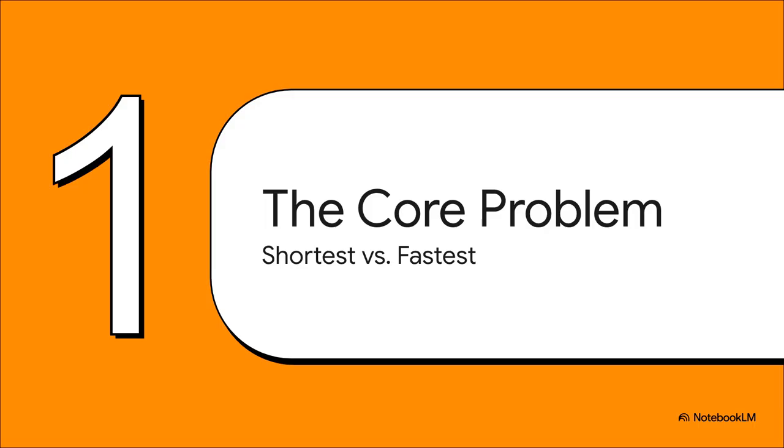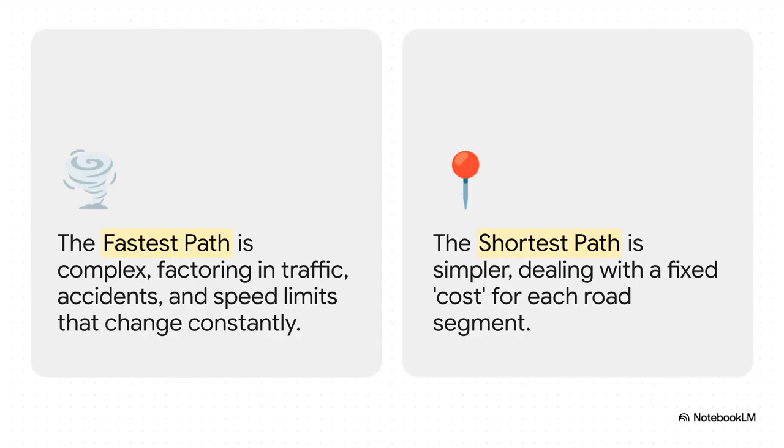Okay, first things first. We've got to understand the exact problem Dijkstra was trying to solve, and it's a small difference in words, but it's a huge difference in concept. You see, finding the fastest path is a total nightmare. It depends on live traffic, accidents, construction, things that change minute by minute. So to even begin to solve that, we simplify the problem. We first ask, what's the shortest path? This version looks at a fixed number for each road, like its distance. And that's the puzzle Dijkstra's algorithm was designed to master.